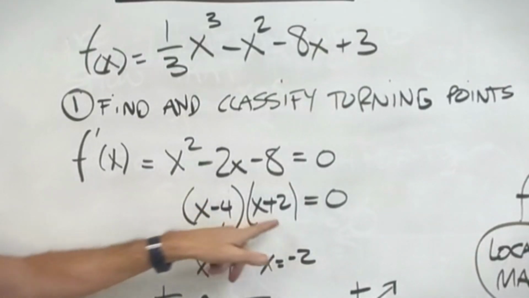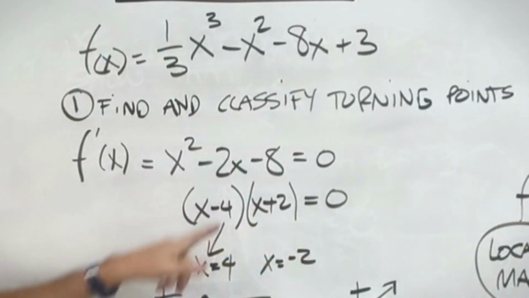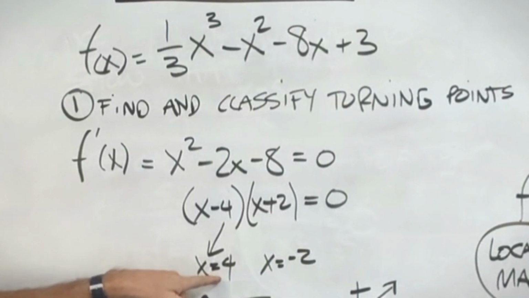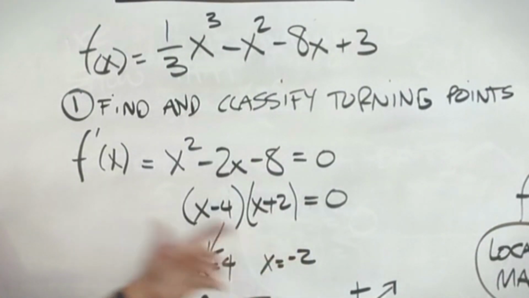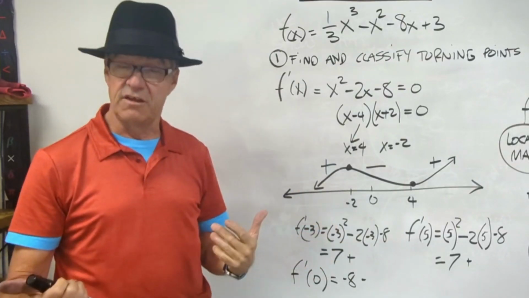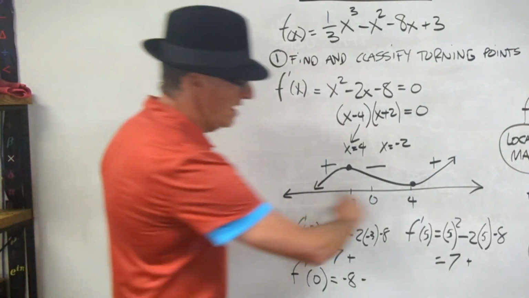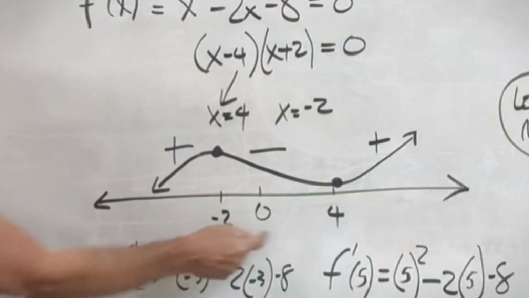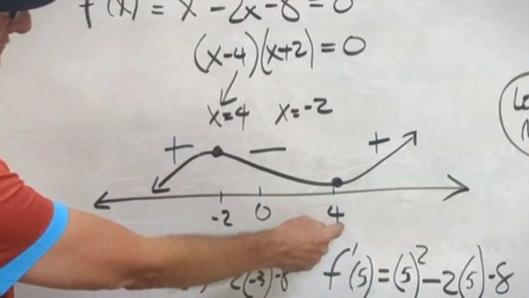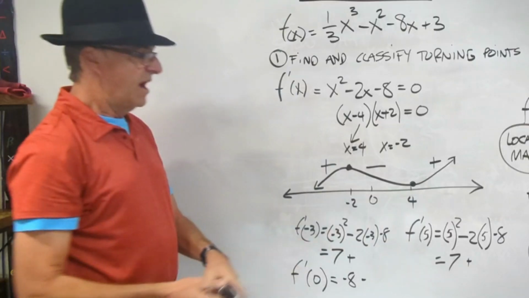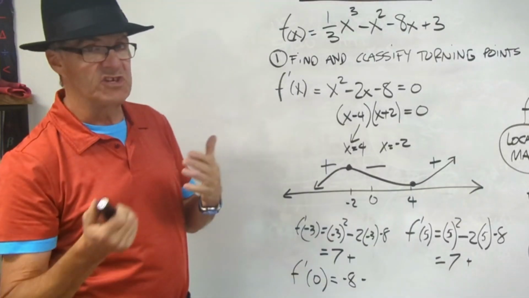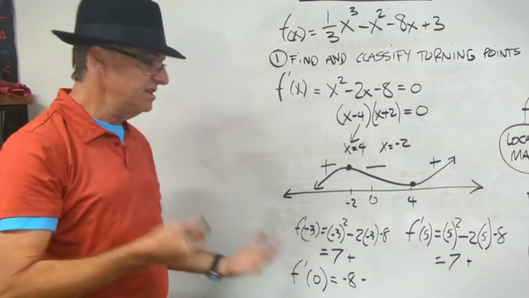So this factors down nicely, equals 0, and I get my 2 points at x equals 4 and x equals minus 2. So then what I did is I made my number line, I put my minus 2, I always put 0 on, and I put my 4. These are my turning points. I just now need to figure out where the function is increasing and where it is decreasing.